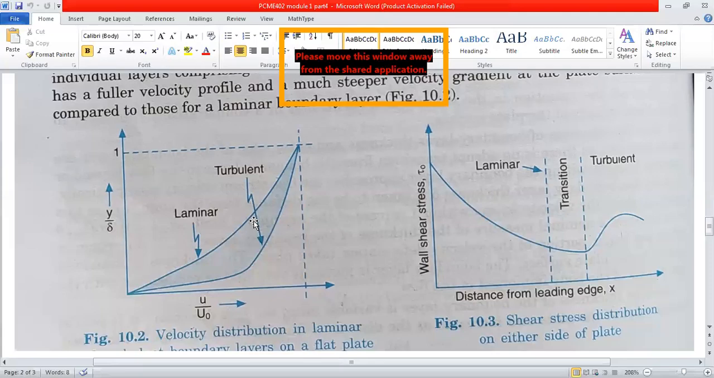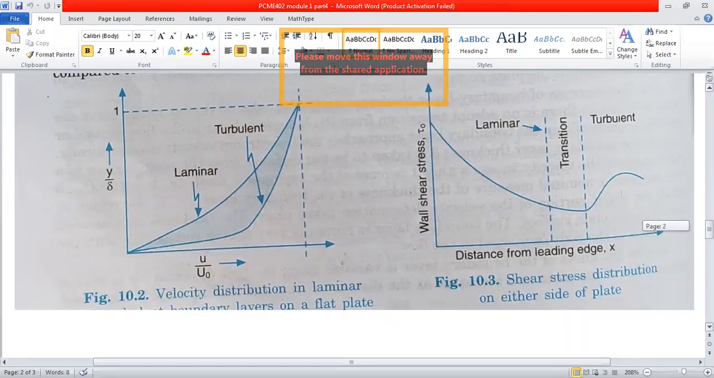Hello? Turbulent, sir. Turbulent flow is more parabolic. We can see from this diagram that the turbulent flow is more parabolic.